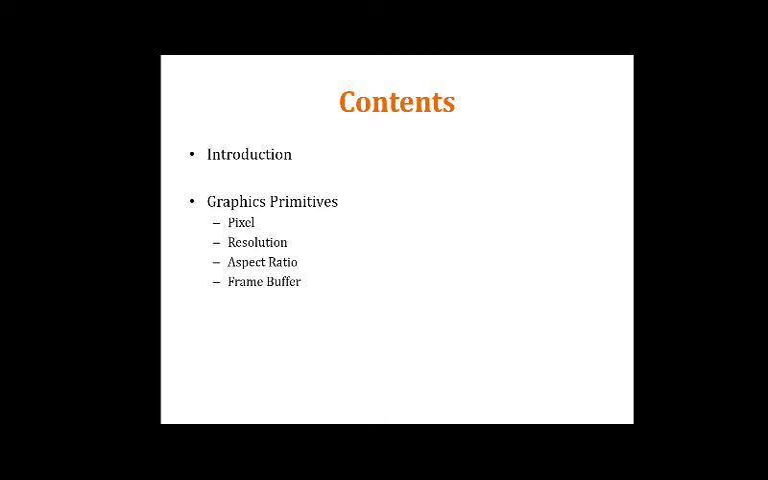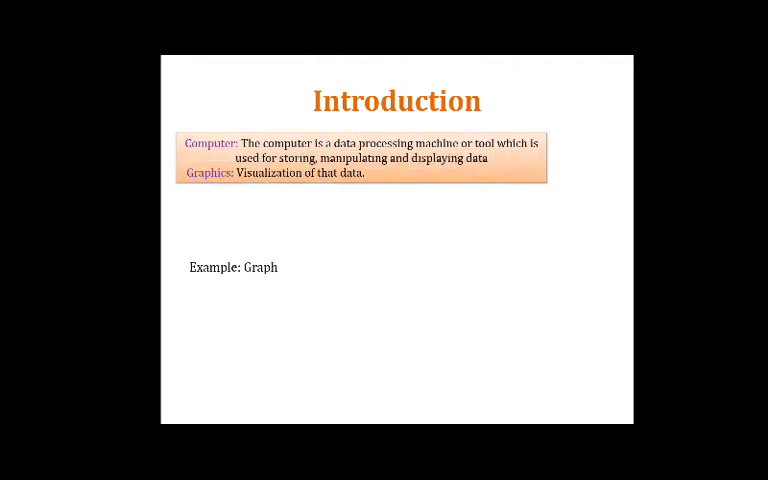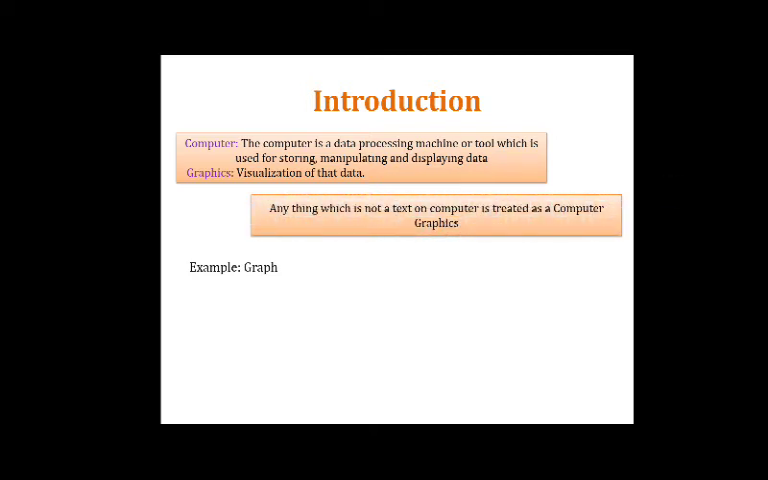Again we will see today the introduction of computer graphics, meaning what do you mean by computer, what do you mean by graphics, and what actual computer graphics is. So let's start with the introduction. The computer is nothing but a data processing machine, or a tool, which is used for storing, manipulating or displaying something on the screen, that can be data or information. And graphics is nothing but the visualization of all that created data, which is called computer graphics.